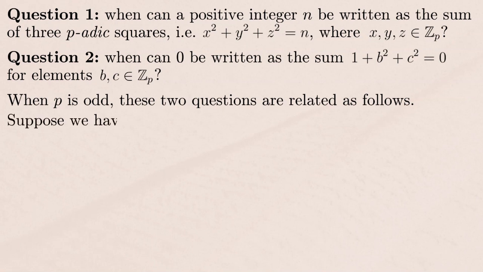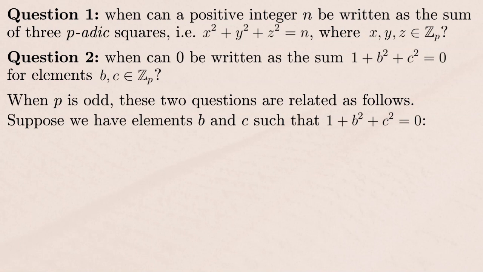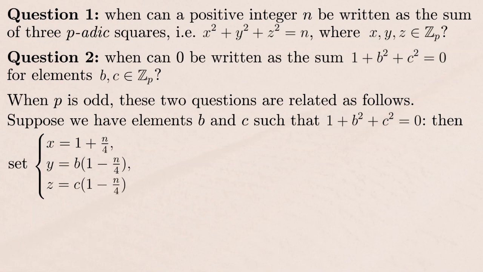Well, suppose we have numbers b and c as in question 2. Suppose we have p-adic integers b and c such that 1 plus b squared plus c squared equals 0. We'll apply a little change of variables trick. We'll set x equals 1 plus n over 4, y equals b times 1 minus n over 4, and z equals c times 1 minus n over 4.